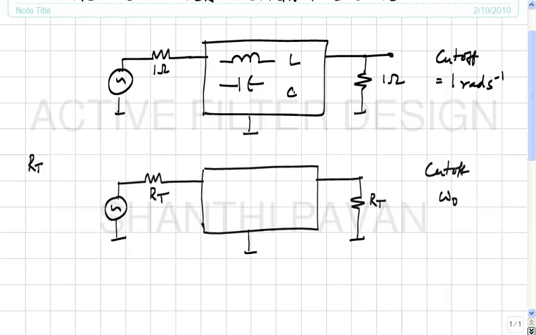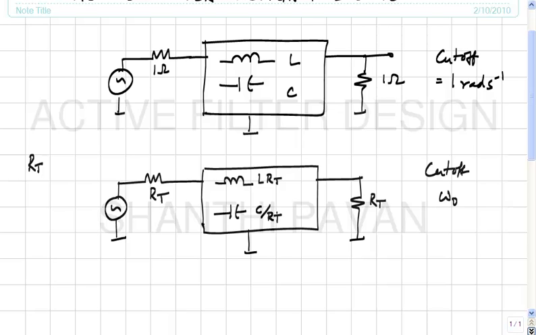Scale? If you want to keep the cutoff the same and only change the terminating impedance while maintaining the transfer function, all the impedances must be scaled by RT. So what will happen to all the inductors? They will all become L times RT. What will happen to the capacitors? They will all become C by RT.